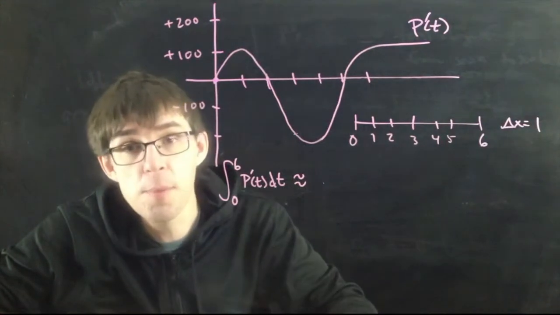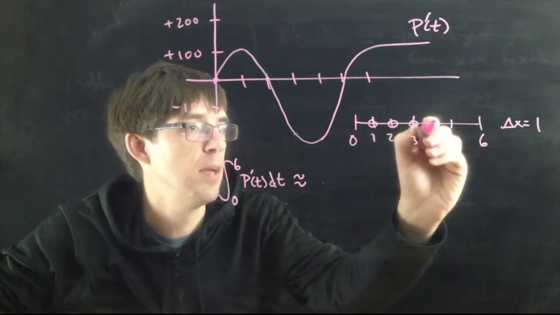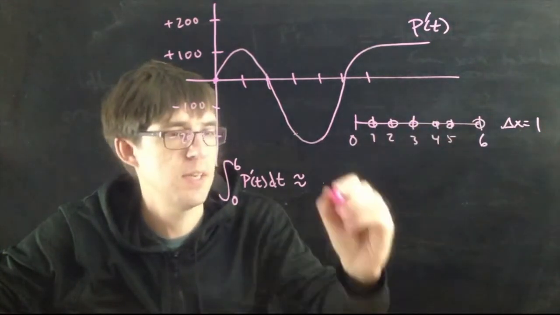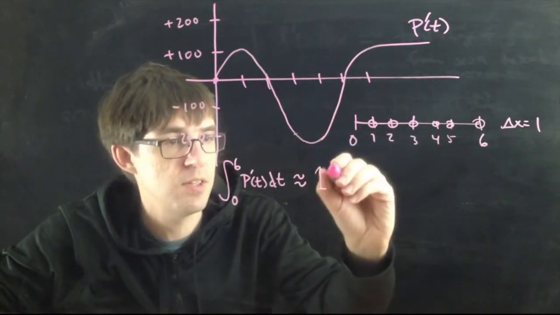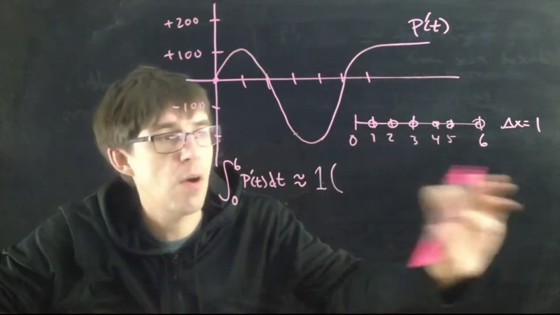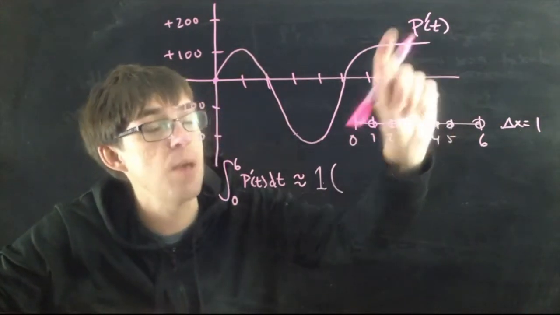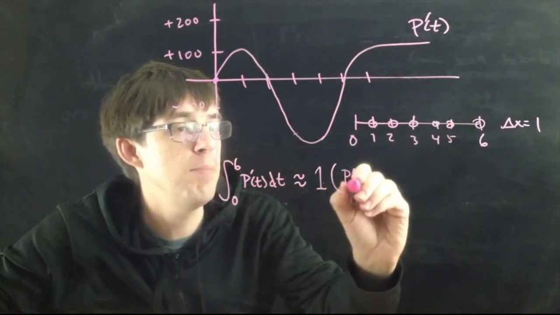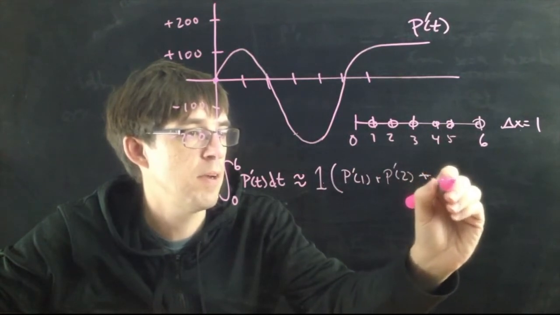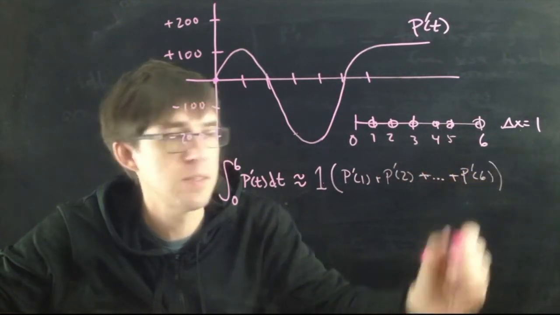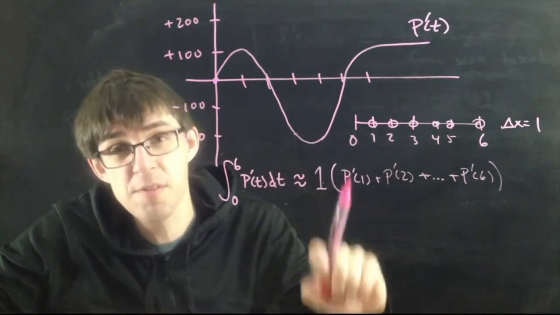So I hope you remember the formula for the rectangles. I said using the right endpoints. That means I'm going to pick these guys, 1, 2, 3, 4, 5, and 6. And so the formula, it has delta x on the outside, which in our case is just 1, times, I'm going to plug all these values into the function, and the function in this example is this, p prime of t. So I begin with p prime of 1 plus p prime of 2 plus etc., ending up with p prime of 6. I said p prime because the total change is equal to the area under the curve of the derivative.